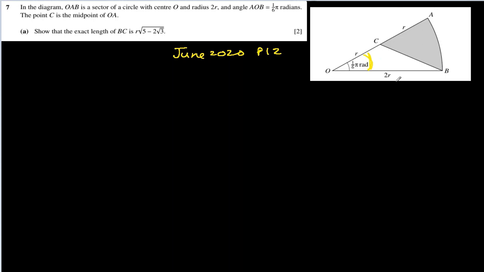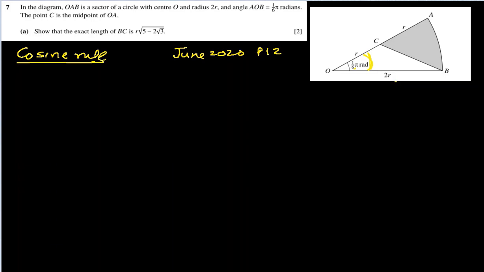So we know two sides and the angle between them. So we have to find the opposite side BC. And for that we need the cosine rule. Whenever we have two sides and the included angle between them, we use the cosine rule to find the third side.